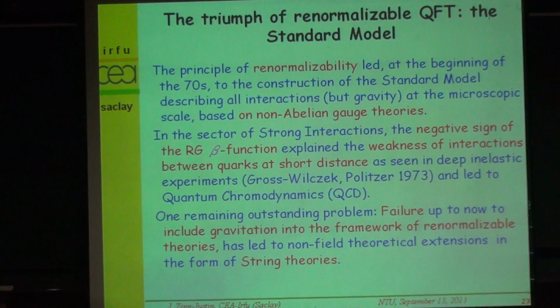At this point, it seemed that the reform was to incorporate gravity and gravitation in the framework of renormalizable quantum field theories. This was supposed to be the ultimate theory of everything. And this program essentially failed. And it led people to go over to something completely different, which is string theory. Okay.